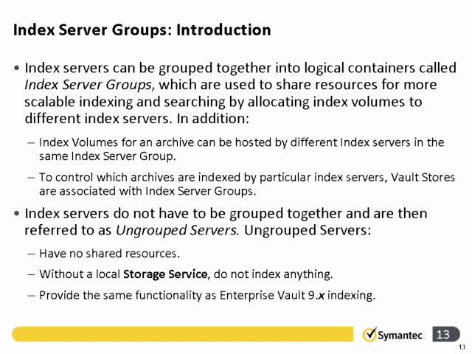If I do not have an indexing server in an index server group, we call that an ungrouped server. If I have an ungrouped server, it will not share resources with an index server group. And if I do not install the storage service on that particular index server to make it an all-in-one server, indexing will not occur. If I have an indexing service and a storage service on a single Enterprise Vault server, that's going to act as it did in Enterprise Vault 9.